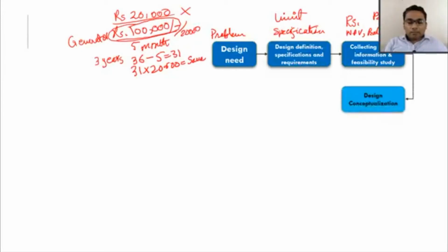The next step is design conceptualization. Basically, design conceptualization is sketching the design and seeing the aesthetics, how it will look. We do this using Google SketchUp or Photoshop or CorelDRAW, freehand, these sorts of CAD software.